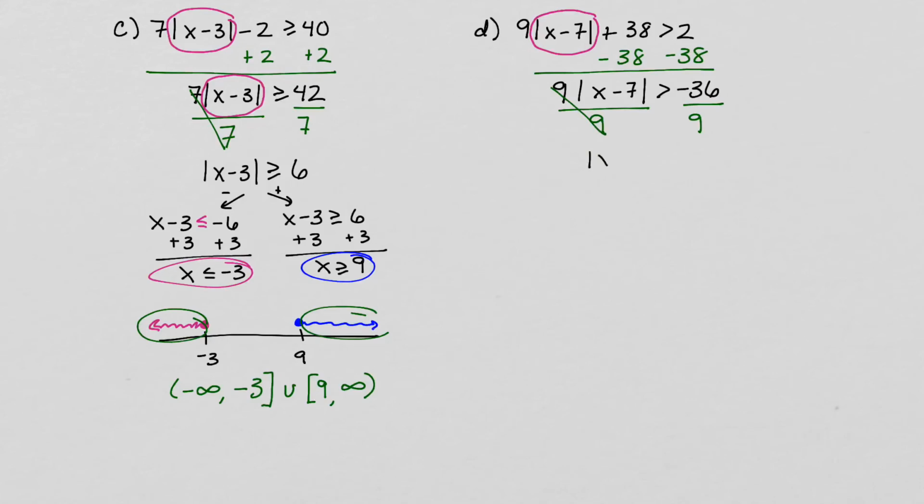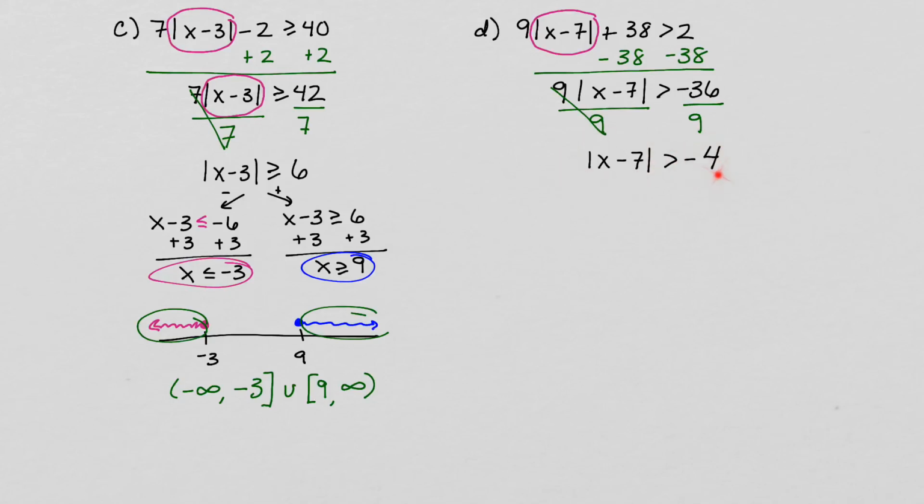And we get the absolute value of x minus 7 is greater than negative 6, since negative 36 divided by 9 is negative, that should be negative 4, shouldn't it? That's why I should use my calculator. So negative 36 divided by 9 is negative 4. Okay, and so now I have my absolute value all by itself.